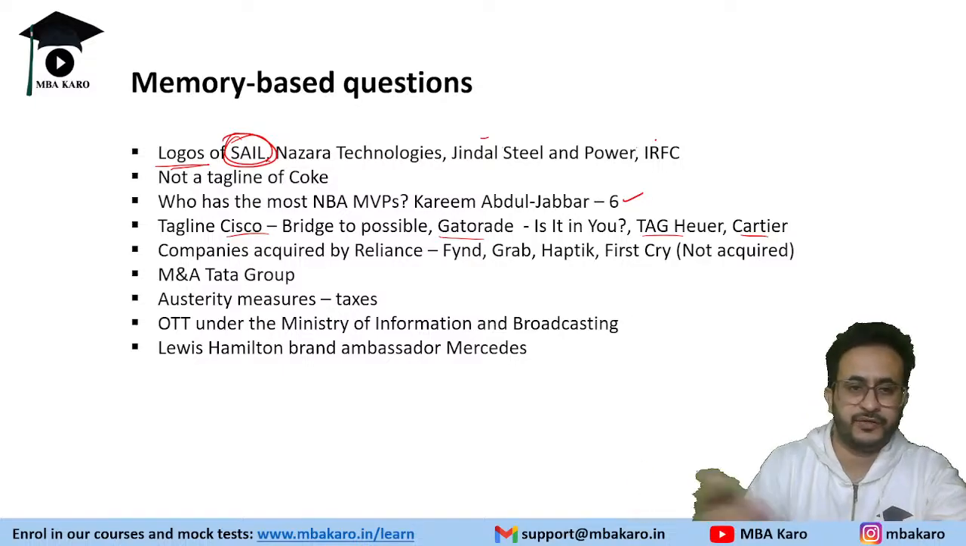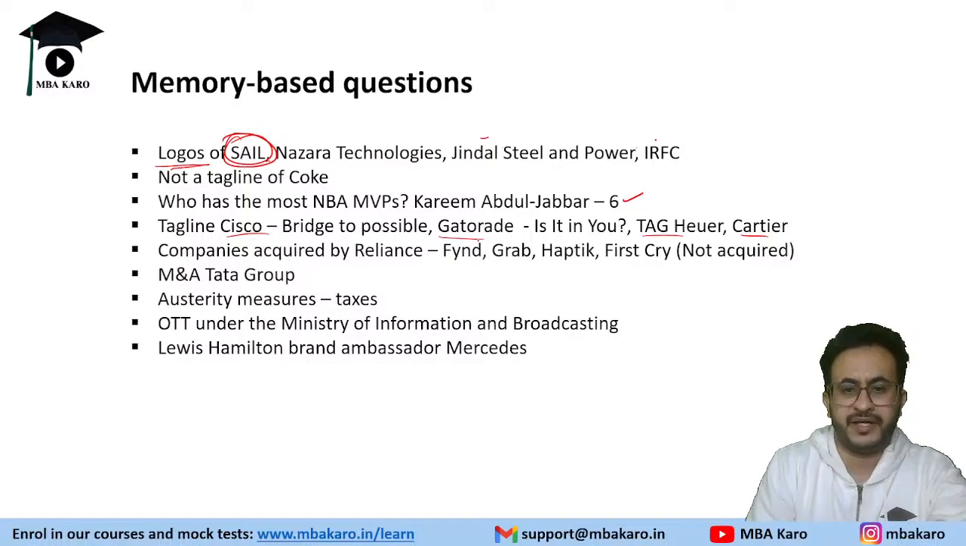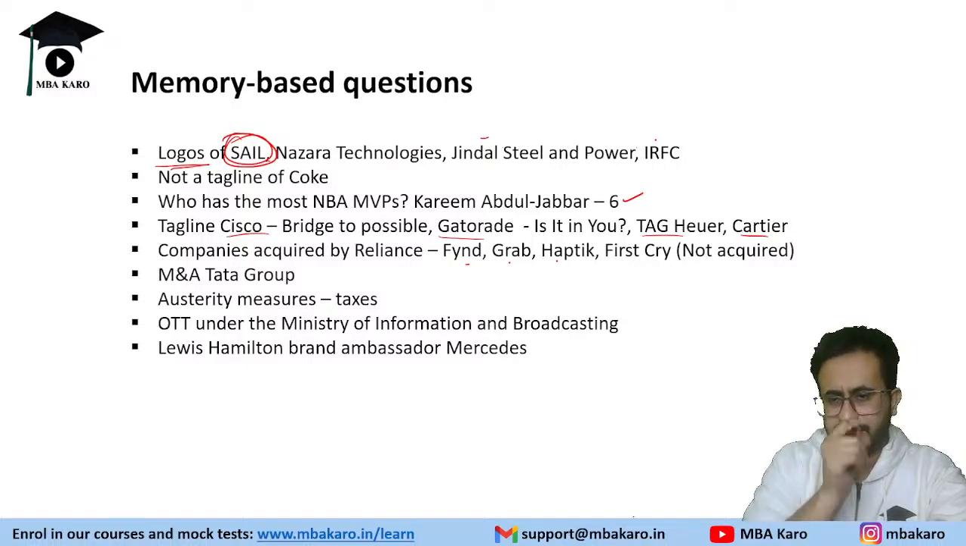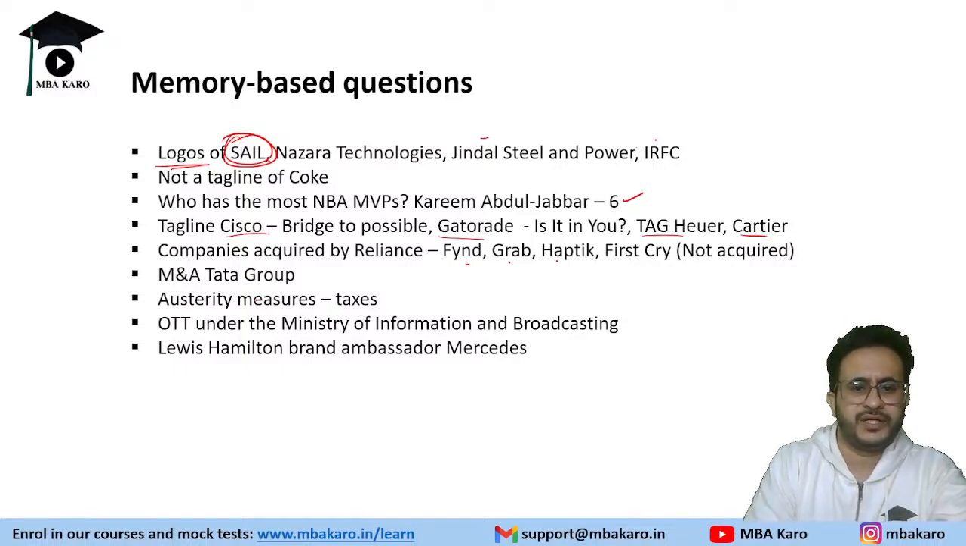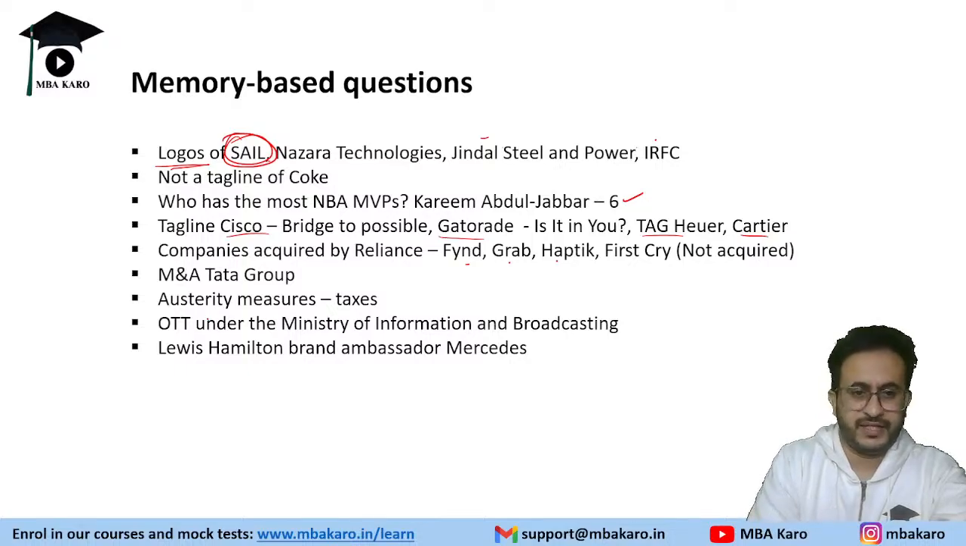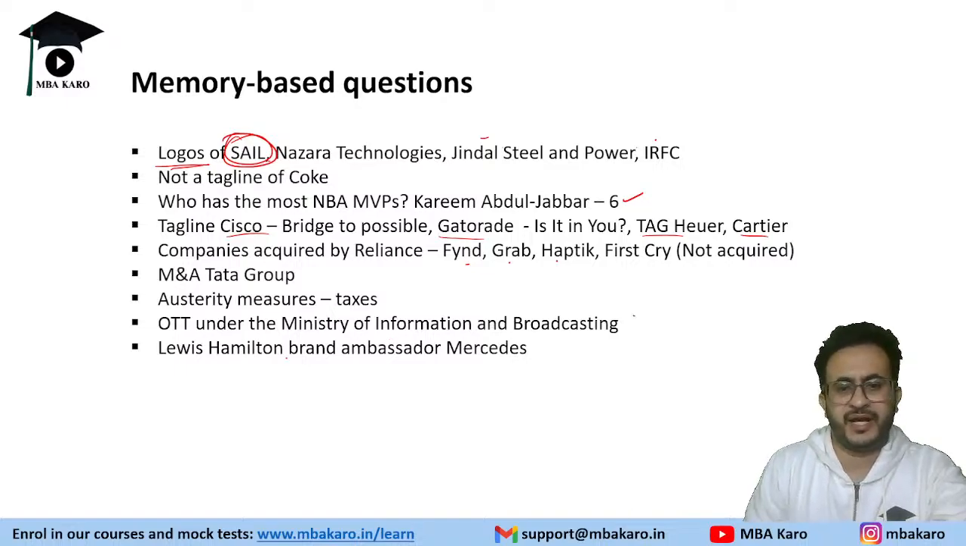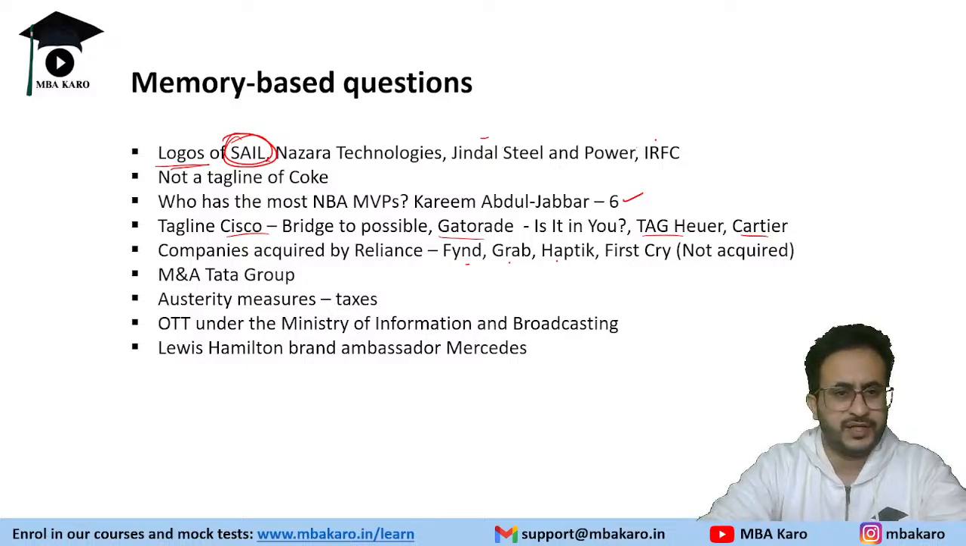Then there was a question on companies acquired by Reliance. So Fint, Grab, Haptik are acquired. FirstCry is not acquired by Reliance. And there was a question on mergers and acquisitions by Tata Group. Then there was a question based on a term called austerity measures, which is related to taxes and economics. Then there was a question: OTT comes under which ministry? So it is the Ministry of Information and Broadcasting. And Lewis Hamilton, brand ambassador of Mercedes. So these were the questions.